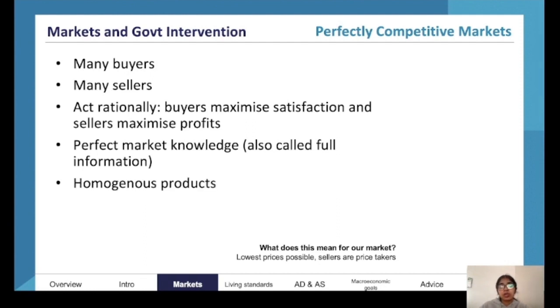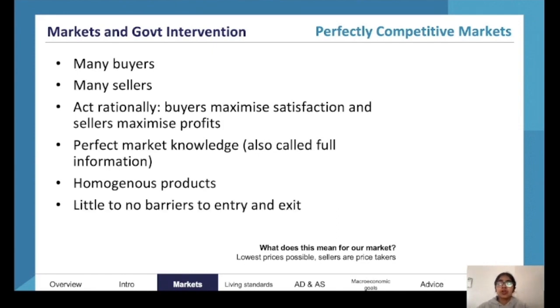The products are homogeneous, so that literally means that they're identical. So there's nothing distinguishing the products except price. So when you step into the market, the only thing that's distinguishing each product is the price of the product. So for example, there's no advertising, there's no labeling and branding and all of that. Homogeneous literally means products are indistinguishable except for price.